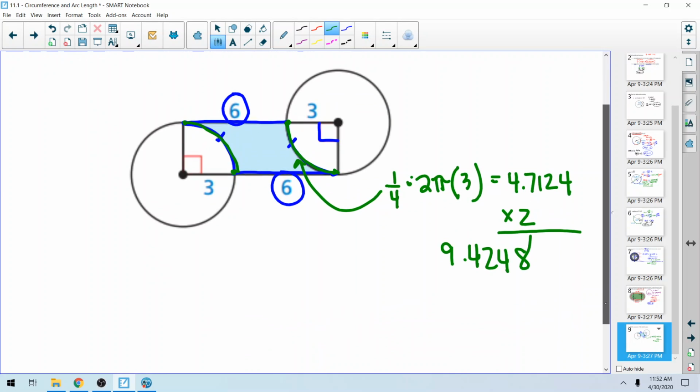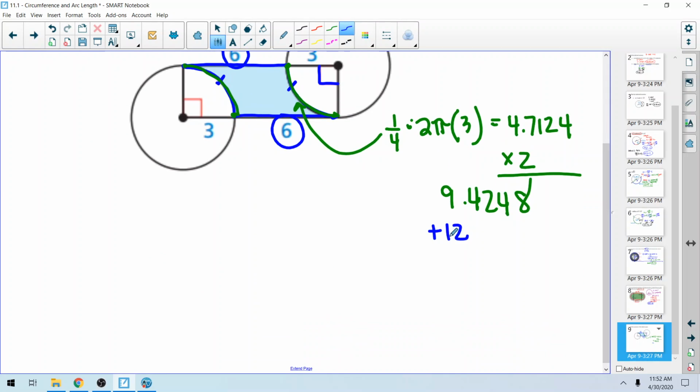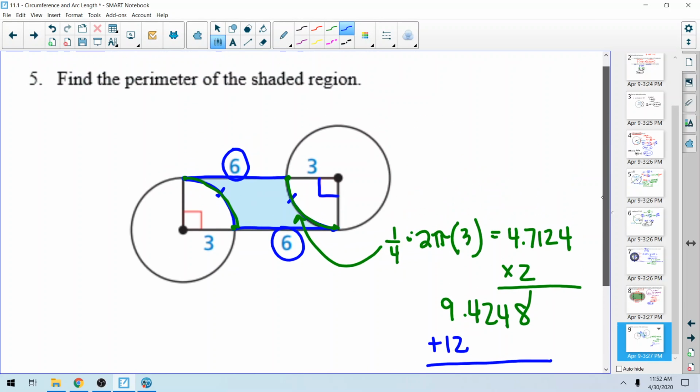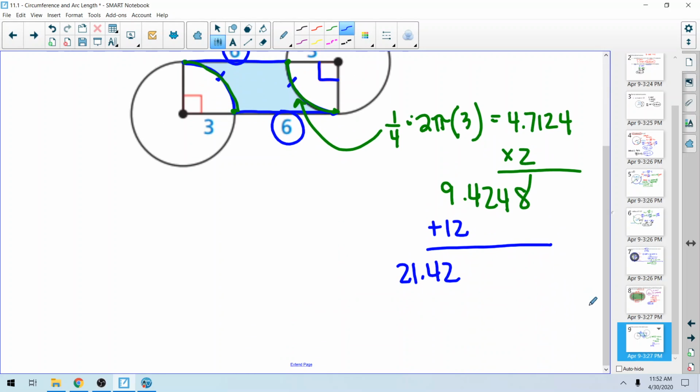And then to that, I'm going to add 12, which is my 6 and my 6, which gets me 21.42. And then I'm going to go read, and it didn't tell us what to round to, so I'm just going to say 21.42 units.